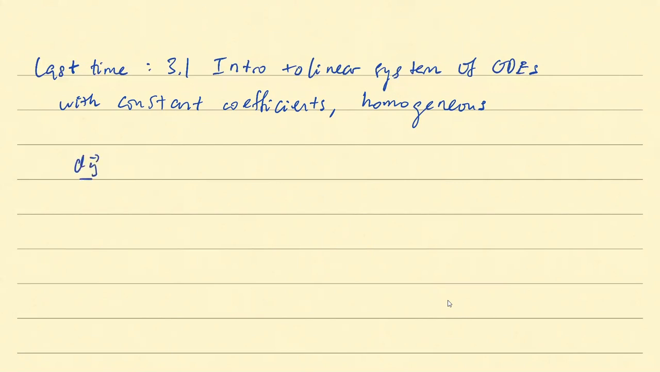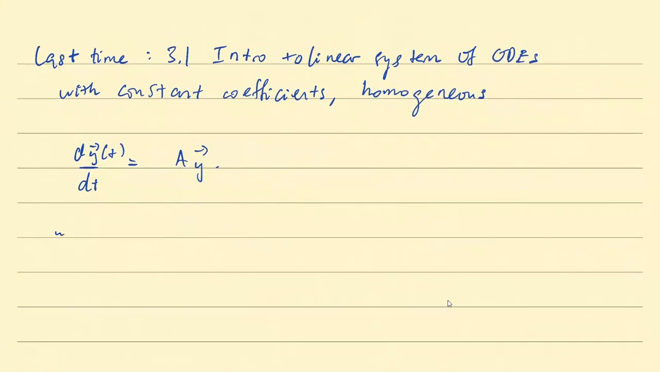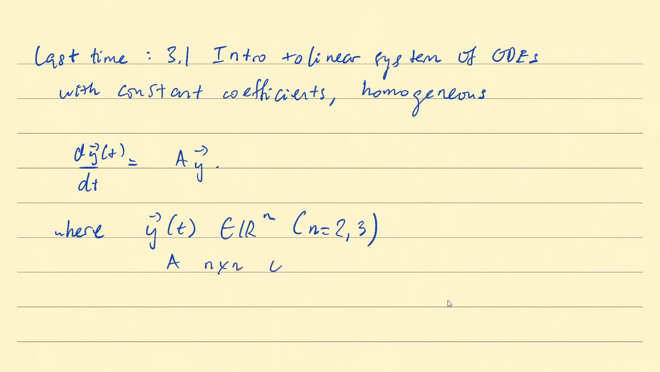dy over dt is a matrix times y, where y, the vector y, is a vector with n dimension. In this class, n is 2 or 3 to be the most common. A is an n by n constant matrix.